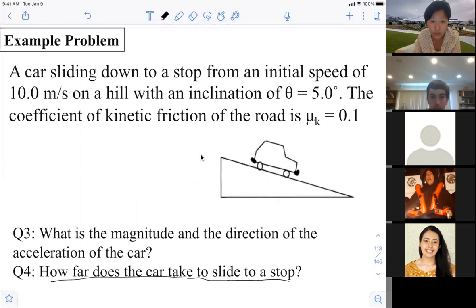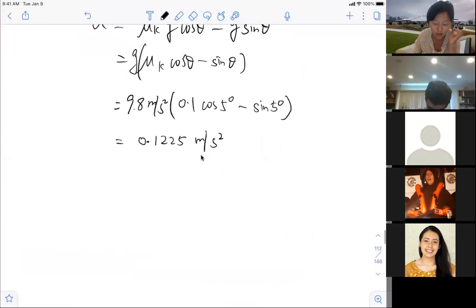The last question is the kinematics. You can see so far we've been working with Newton's second law, but having the acceleration is sort of the bridge between kinematics and dynamics. So now we can find out how far it takes for the car to come to a stop. So this last question is kinematics.